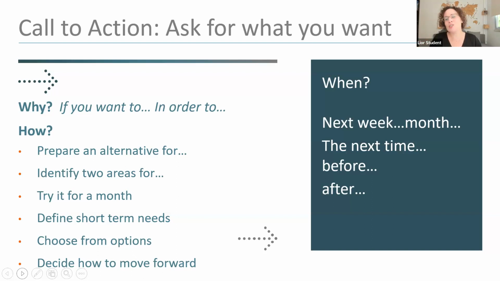And here's the thing, just to inform them is not a call to action. To have another meeting, not a call to action. You need something to activate them, because the more active they are in the process, the more results you will get. Now, you can have actual calls to action. For example, you see here in the list, you can ask them to prepare for something or prepare an alternative for something, identify 2 areas, maybe for a POC, try something for a month, define short-term needs for something, choose from different options. Sometimes it's ranking different options, so they actually have to think about what you've given them, deciding how to move forward, maybe approval.